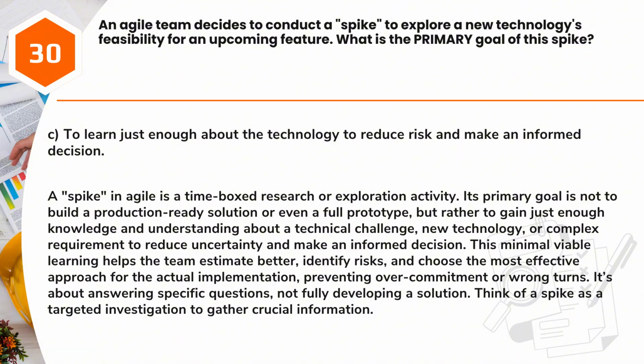decision. This minimal viable learning helps the team estimate better, identify risks, and choose the most effective approach for the actual implementation, preventing overcommitment or wrong turns. It's about answering specific questions, not fully developing a solution. Think of a spike as a targeted investigation to gather crucial information.